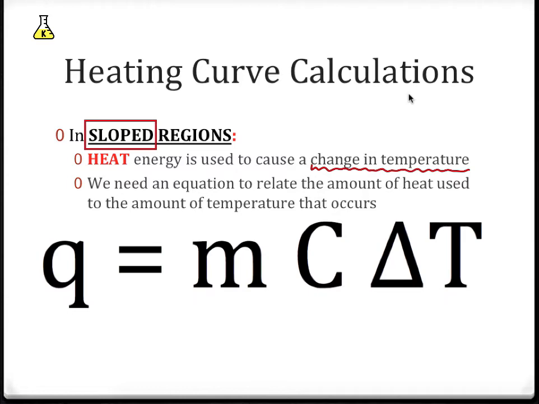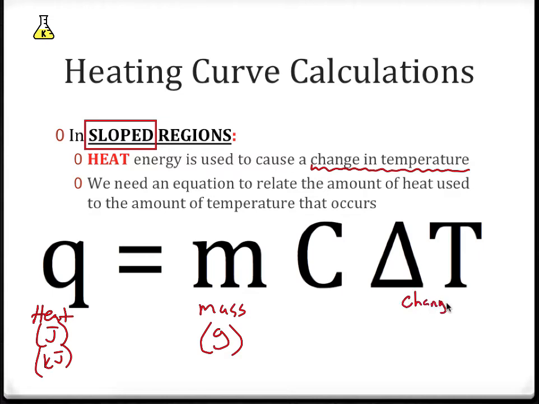That equation looks like this. We have four variables we're dealing with in this scenario. The Q stands for the amount of heat energy in our reaction. The unit for this is typically going to be either joules or kilojoules. M is going to stand for the mass of the sample that we're actually changing the temperature of. This will always be in the unit of grams. And delta T is going to be our change in temperature. That's going to be in the units degrees Celsius, and it's always going to be whatever the final temperature is minus whatever the initial temperature is.